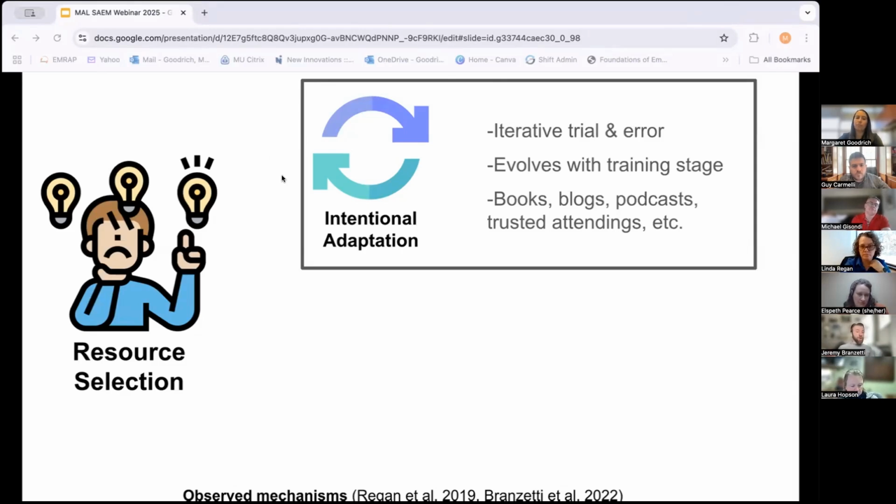And it can be an array of different things. There is no right resource, and I don't want to advocate for any one. In fact, the savviness here, I think, is their recognition that different resources serve different purposes. A resource can be a book, a blog, a podcast, the specific attending. It could be any sort of thing.